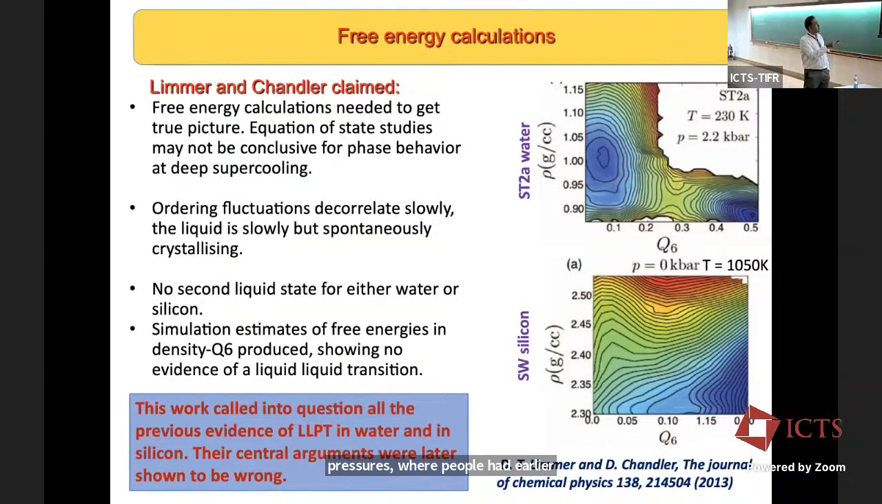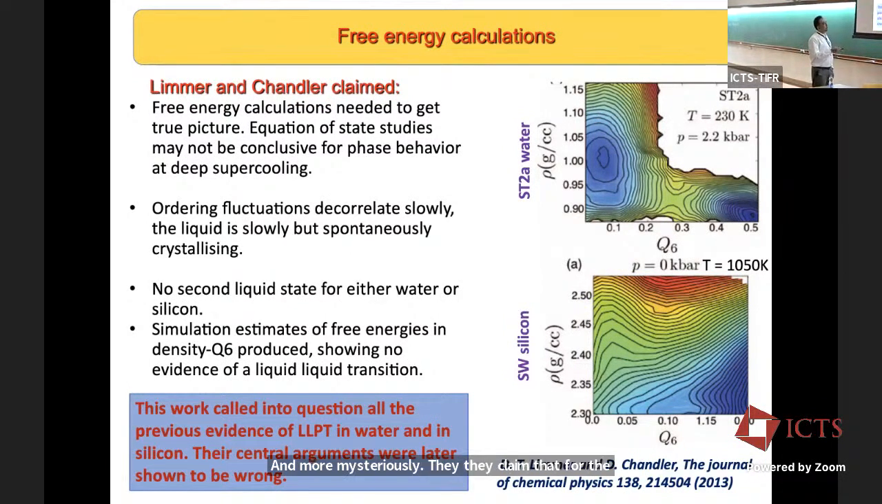And so what they showed was that at temperatures and pressures where people had earlier claimed to see a liquid-liquid transition, they had only one free energy minimum that corresponded to the liquid, and this deeper minimum corresponds to the crystal. And likewise, and more mysteriously, they claimed that for the Stillinger-Weber silicon that we studied, there was in fact no free energy minimum at all that corresponded to a liquid. And this was very surprising. And the work called into question all the previous evidence for the liquid-liquid transition in water and silicon.